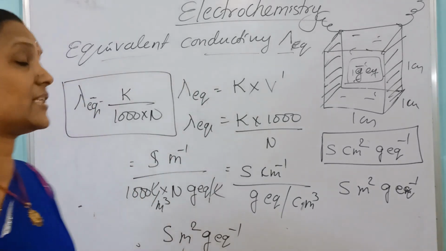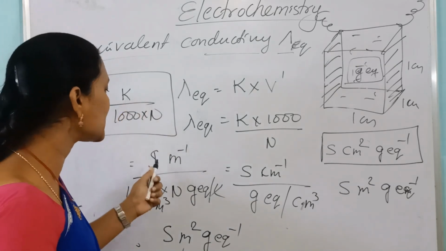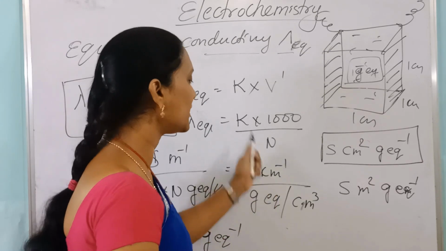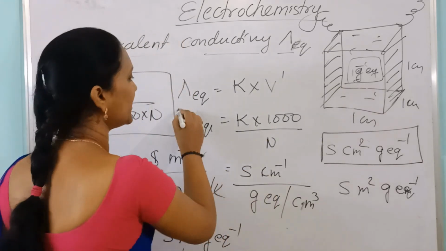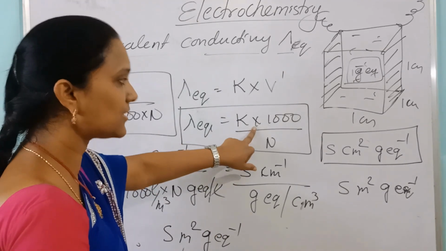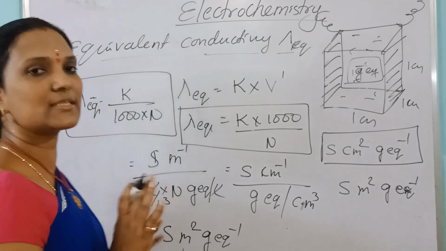Equivalent conductivity is equal to K by 1000 into normality if K units are in Siemens per meter. If K units are in Siemens per centimeter, it is K into 1000 by normality. Just observe these two. Centimeter given, this is the formula. Meter given, this is the formula. So problems based on this are very important.